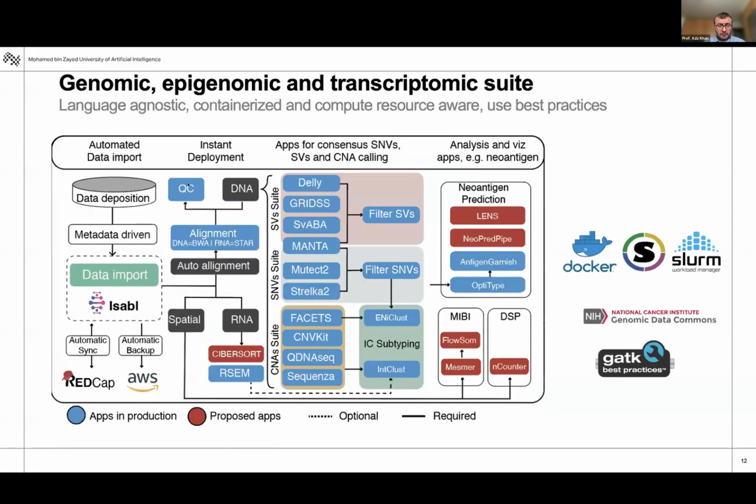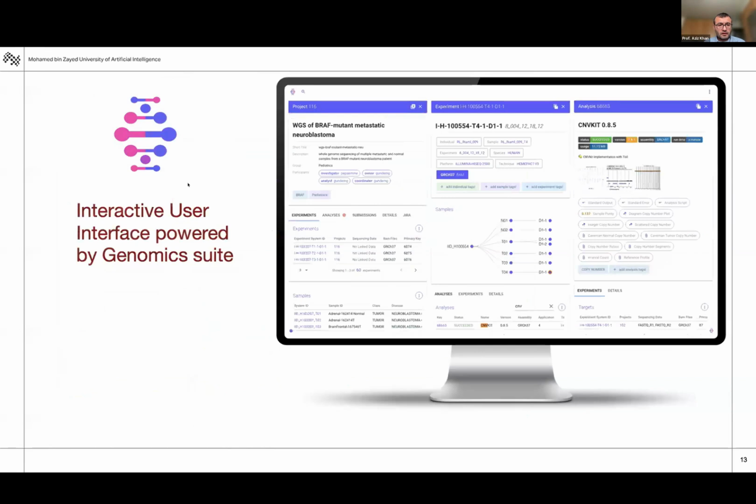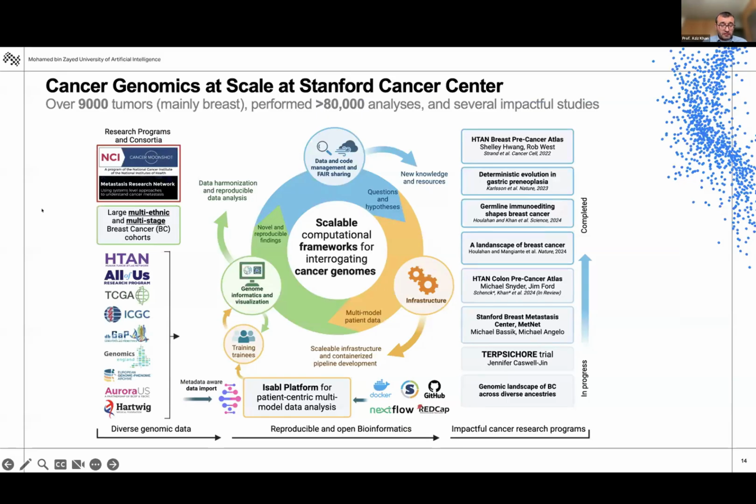So we use this platform, and of course, we then built around it a genomic, epigenomic and transcriptomic suite at Stanford to do point mutations, structural variants, copy number, RNA and several other assay types at scale. So this is just a view of the user interface you can see. And what we did was we ingested a lot of large-scale cohorts. Mainly in this one, we did breast cancer within the platform, and then we reprocessed everything using exactly the same annotations, same reference genome, and the exact same version of tools across each and every individual analysis.